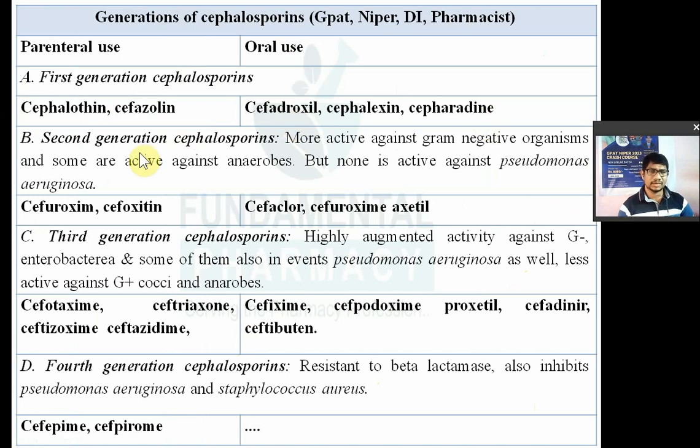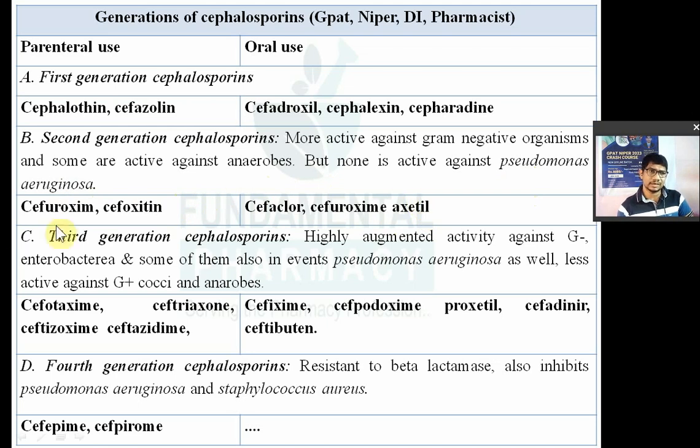Second generation cephalosporins, they are more active against gram-negative organisms, some aerobic organisms, and they are also effective against Klebsiella and Enterobacter. Second generation cephalosporins for parenteral use: cefamandole, cefonicid, cefmetazole, cefotetan, cefoxitin and cefuroxime. For oral use, cefaclor is there, cefuroxime axetil is there.